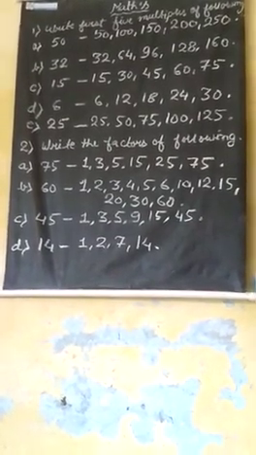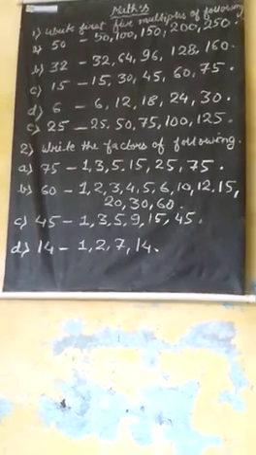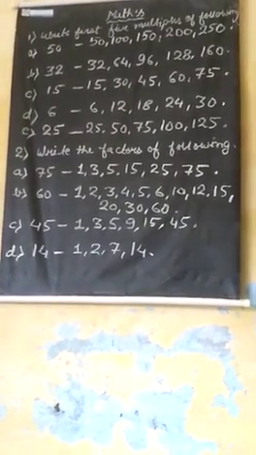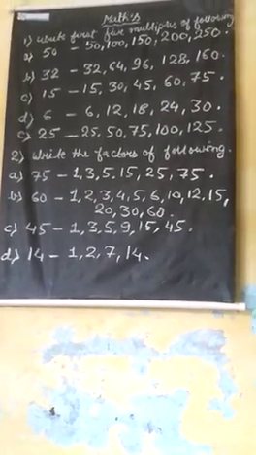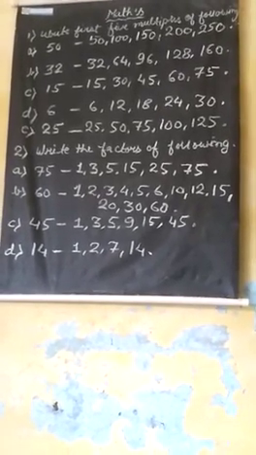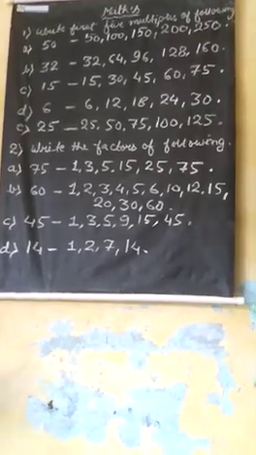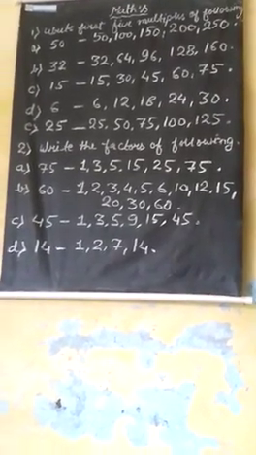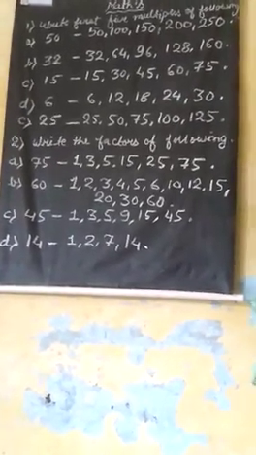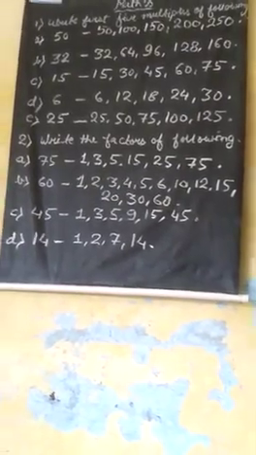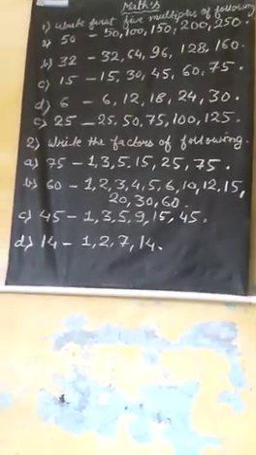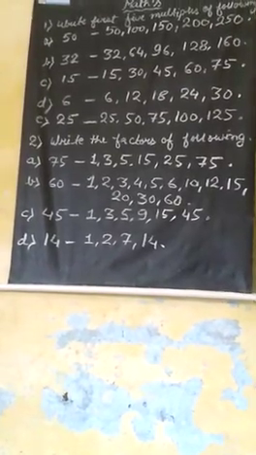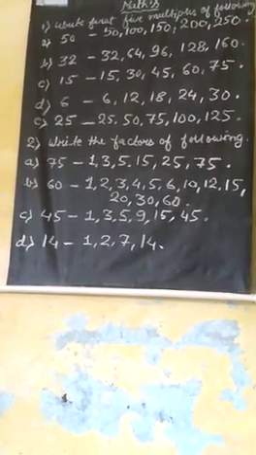45: when we divide, the factors are 1, 3, 5, because the last digit is 5. When we add the digits 4 and 5, the sum is 9, so it will be divisible by 9. It is divisible by 3 and 5, so it will certainly be divisible by 15 and 45. So 1, 3, 5, 9, 15 and 45 will be the factors of 45.